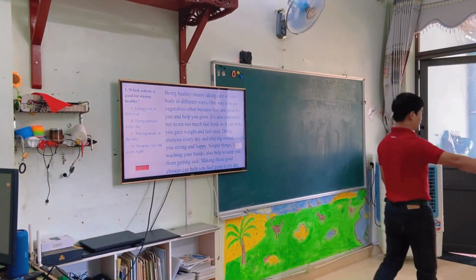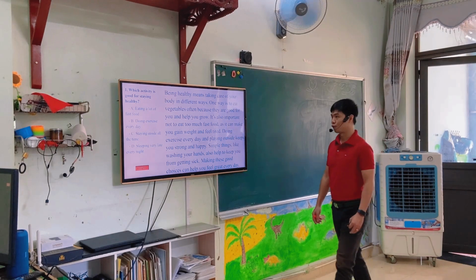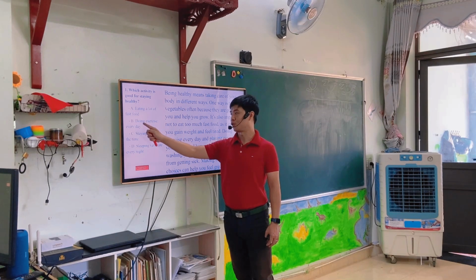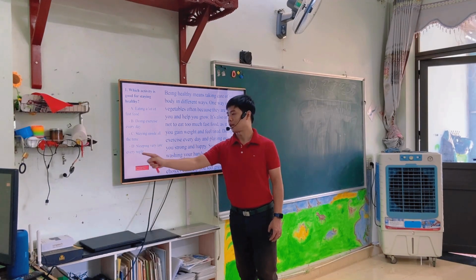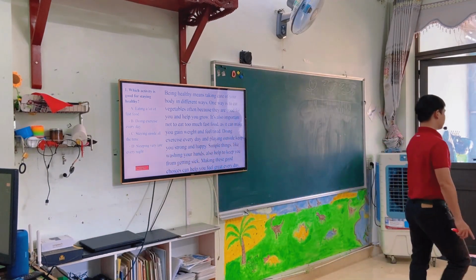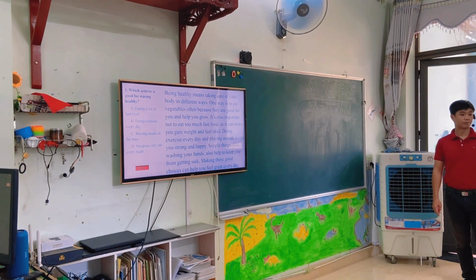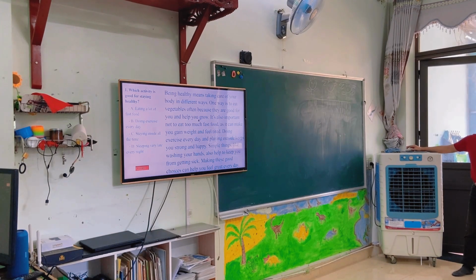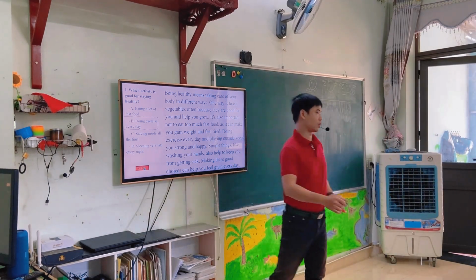First, for you, good. Which activity is good for staying healthy? A. Eating a lot of fast food, B. doing exercise every day, C. staying inside all the time, or D. sleeping very late every night. Answer? B. Okay, that's B. Doing exercise every day. That's really good for your body.